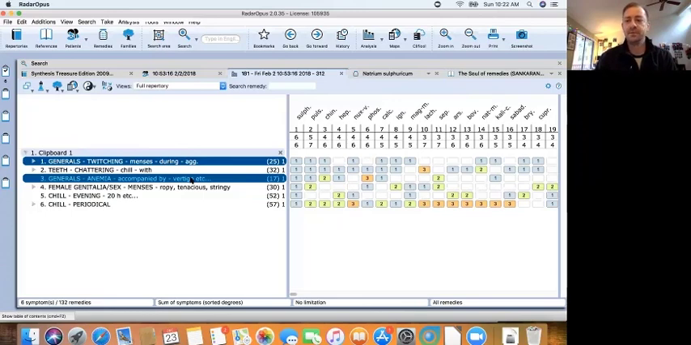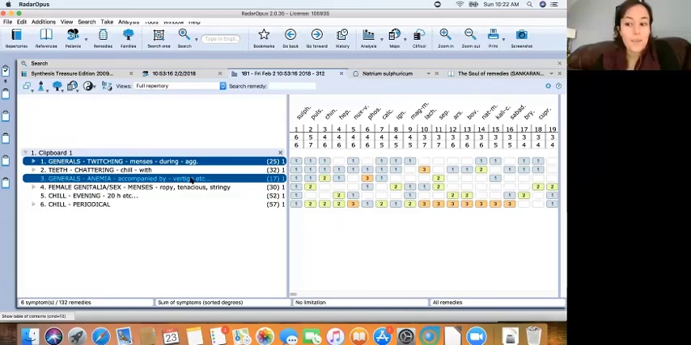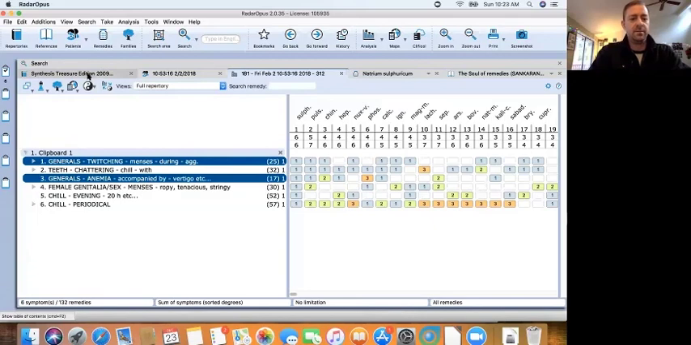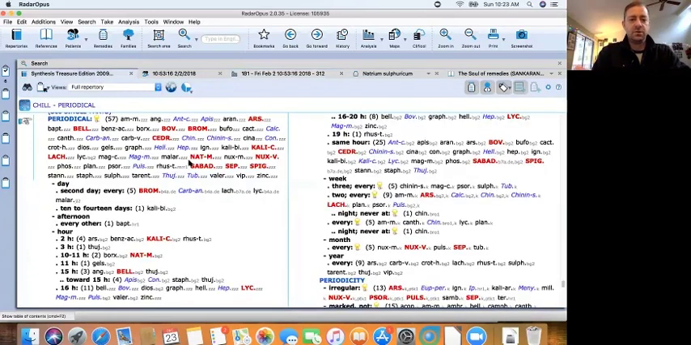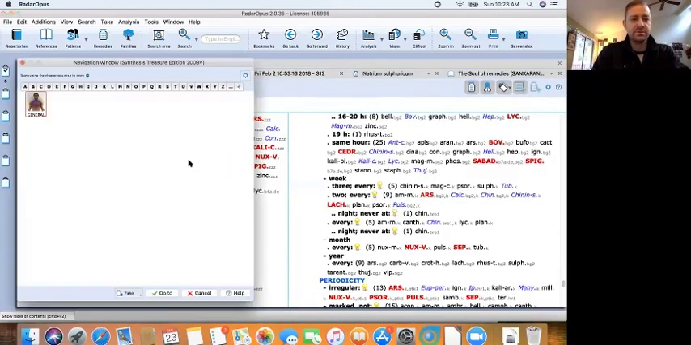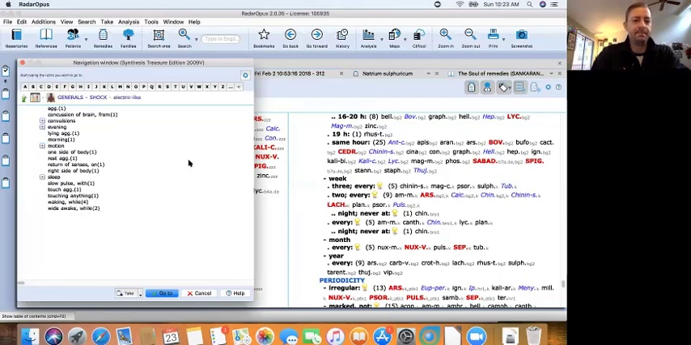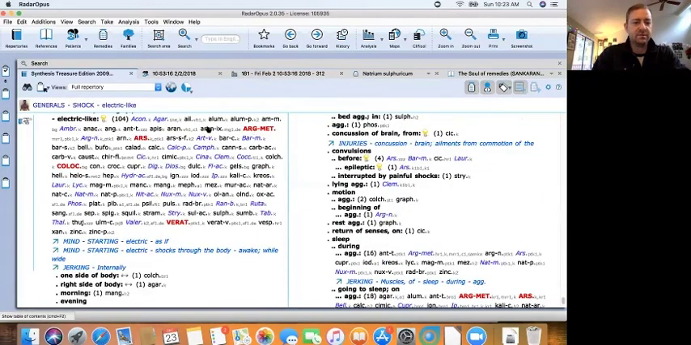Okay. We also have a couple more questions. Somebody is saying the electric shocks. Okay. So electric shocks are under generals. Shocks, electric-like. The main remedy for that is Argentum metallicum, one of the main ones that I always think of for electric-like shocks. So put that in there.